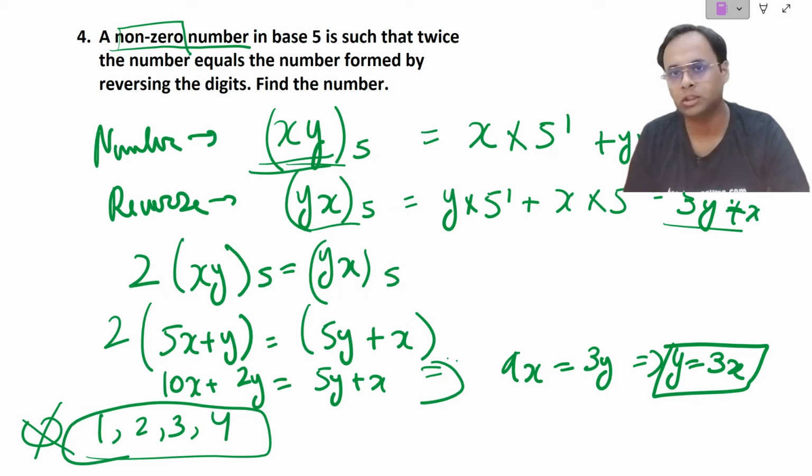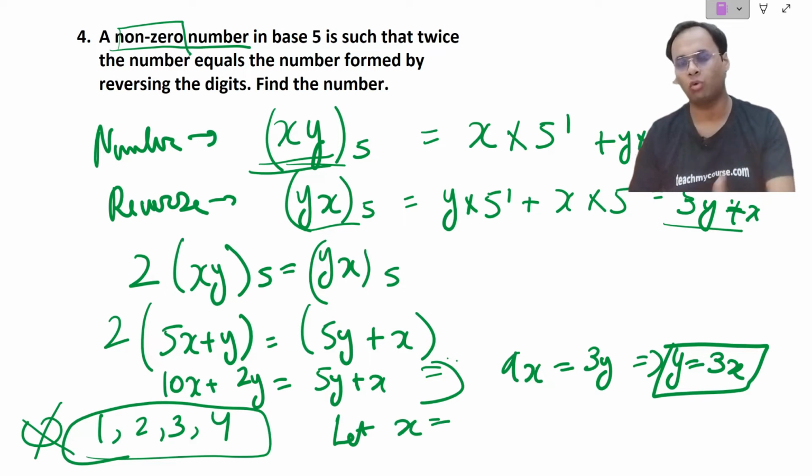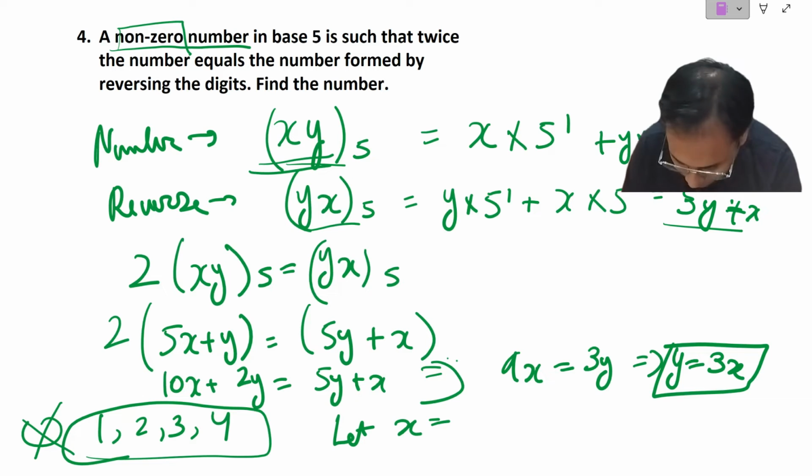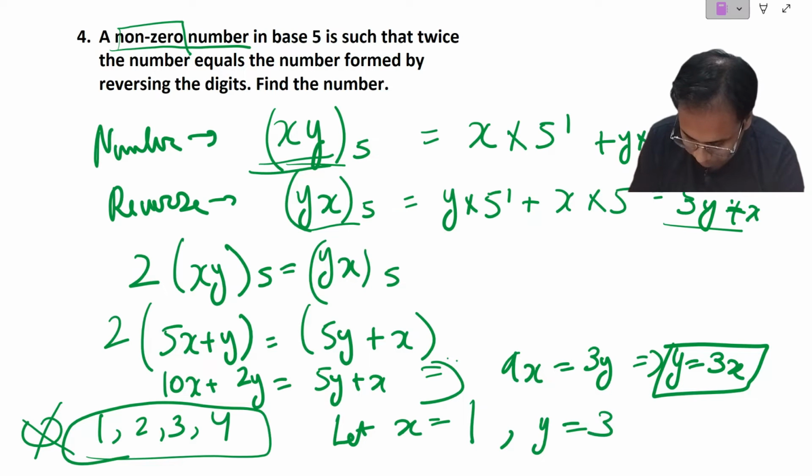So let x equal 1. Any digit can be 1, 2, 3 or 4 because it is a base 5 number. So let x equal 1, then y is equal to 3.